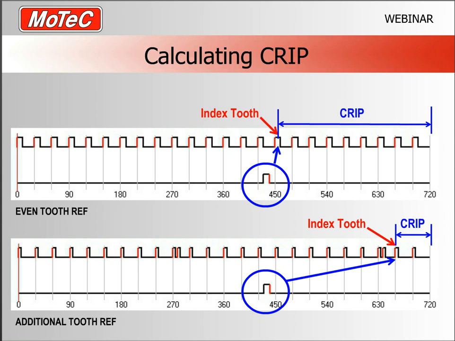Now, here's back to my couple of examples on the even tooth mode and the additional tooth mode. So you can sort of see how the CRIP differs based on basically having the sync position in the same position, but because my ref or my crank trigger pattern is different, it sort of modifies which tooth we're actually choosing as the index tooth.